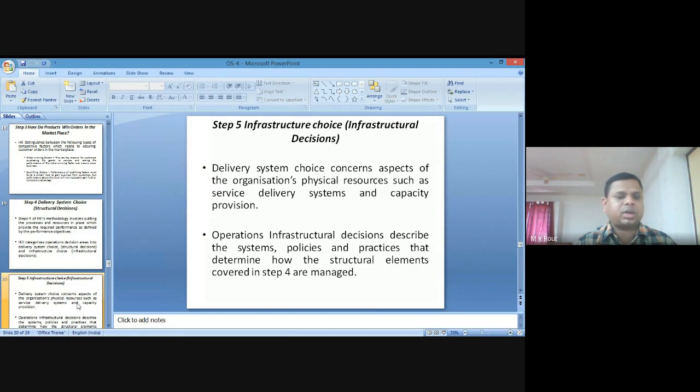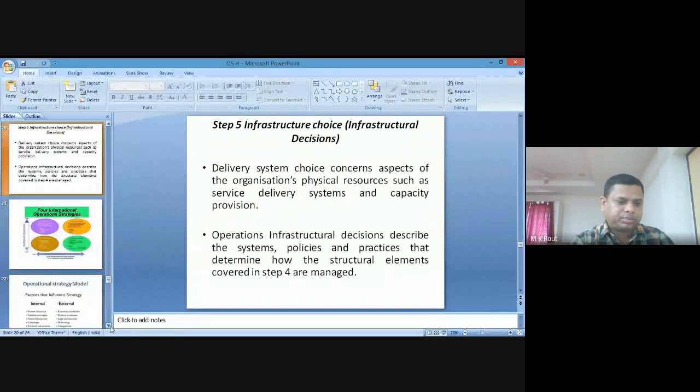They determine how the structural elements covered in step 4 are managed. Basically, the structural decisions, the delivery system choice and infrastructure decisions, are merged together in step number 4 and step number 5. Moving to the next one.